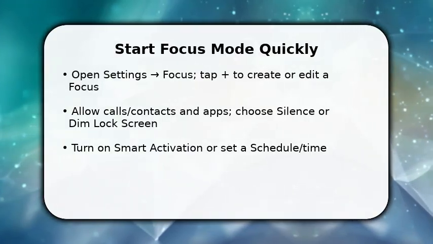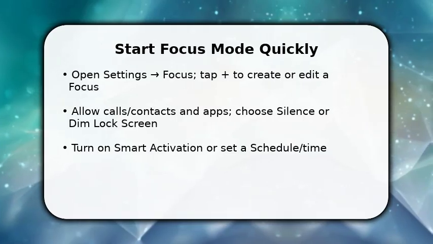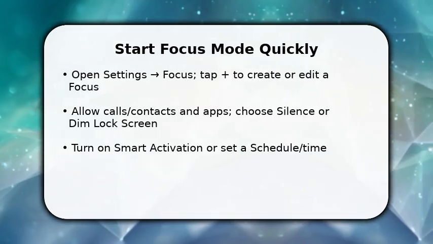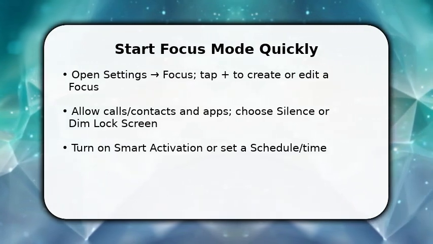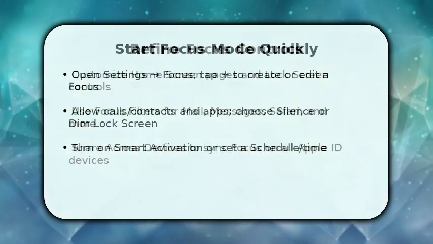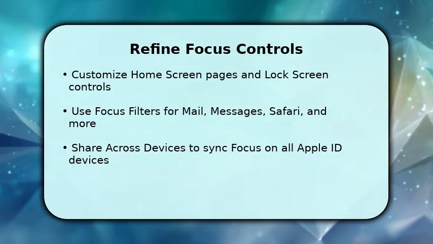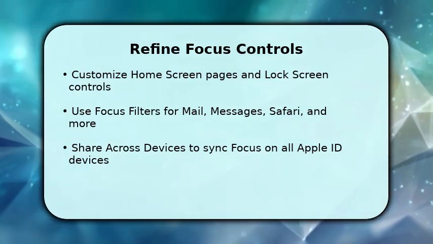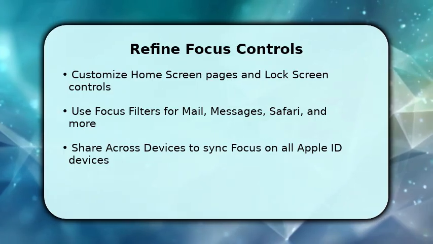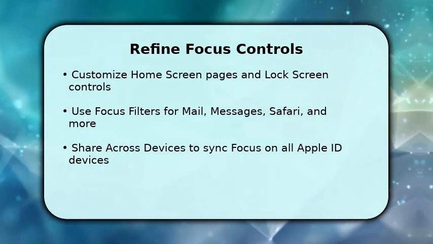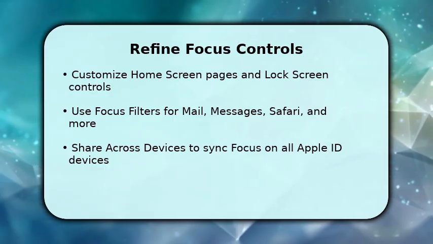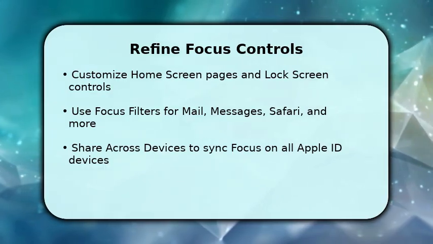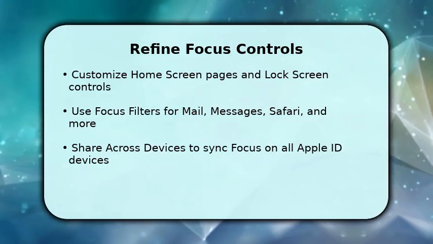Make sure to enable Smart Activation or add a schedule so focus turns on automatically at the right times, saving you from manual toggles and keeping your workflow consistent. Now refine how focus behaves. Edit home screen and lock screen settings to hide distracting pages and grab attention only when needed. Use focus filters to limit mail, messages, Safari tabs, and calendar views. This targets interruptions at the app level so you stay on task without losing essential context.